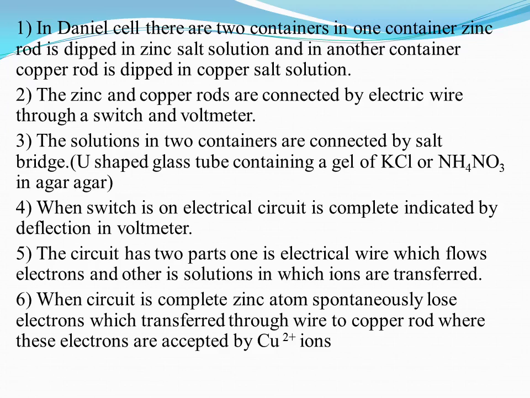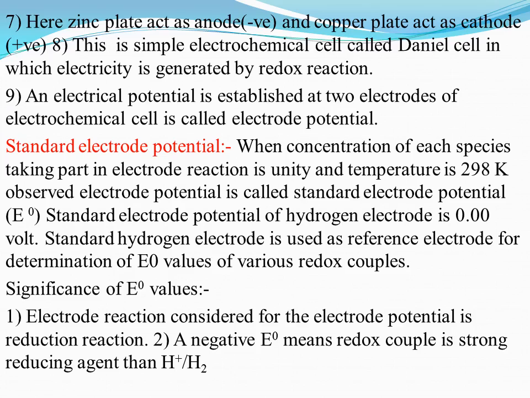Fifth point, the circuit has two parts. One is the electrical wire which flows electrons and the other is the solutions in which ions are transferred. Sixth point, when circuit is complete, zinc atoms spontaneously lose electrons which transfer through wire to copper rod where these electrons are accepted by Cu2+ ions. Here, zinc plate acts as anode and copper plate acts as cathode, which is the positive electrode. This is a simple electrochemical cell called Daniell cell in which electricity is generated by redox reaction.